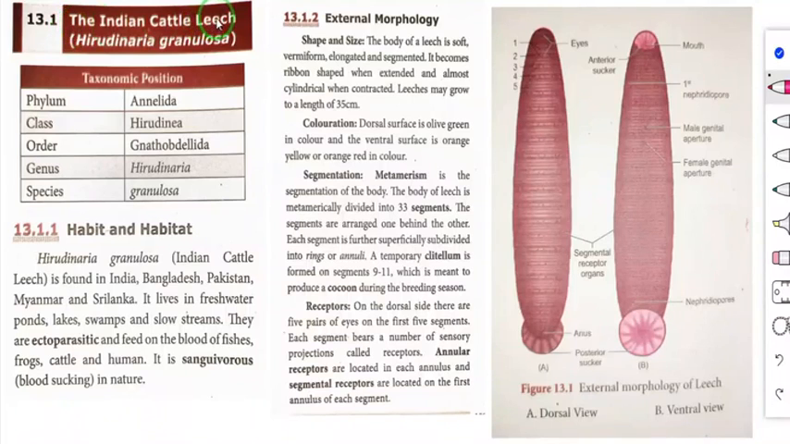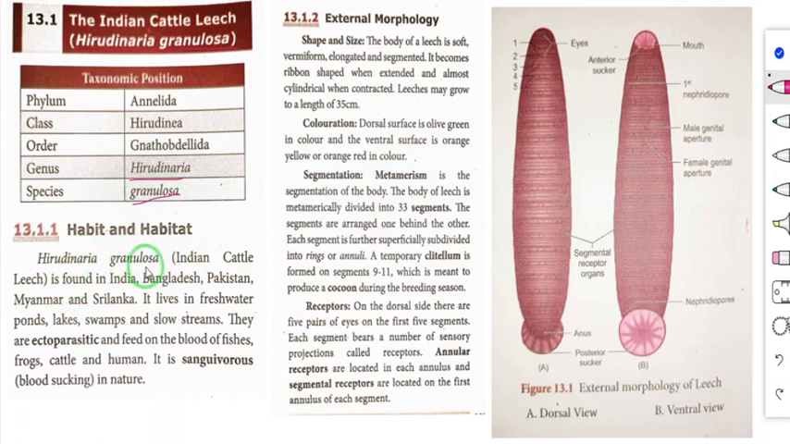The common name is Indian cattle leech and the scientific name is Hirudinaria granulosa. Taxonomic position of Hirudinaria granulosa: it belongs to the phylum Annelida, class Hirudinea, order Naphtobellida, genus Hirudinaria and the species granulosa. So the scientific name is Hirudinaria granulosa.